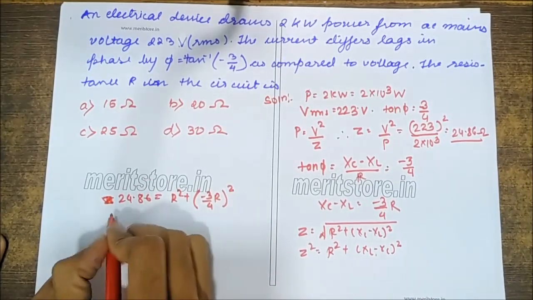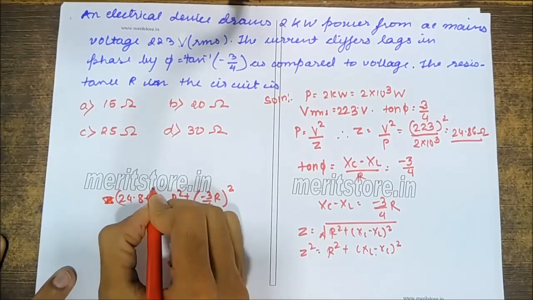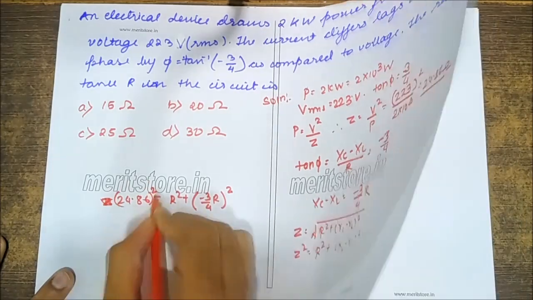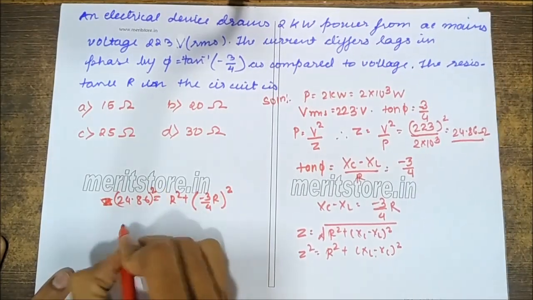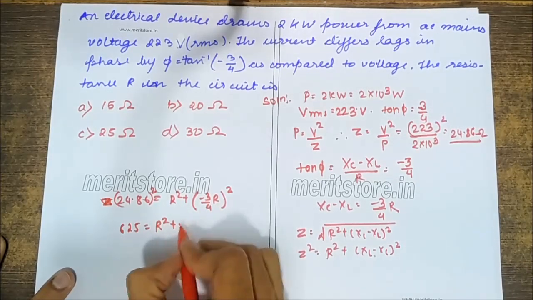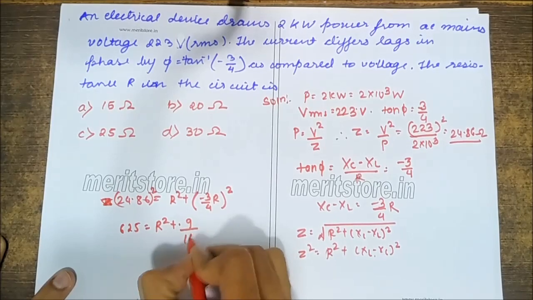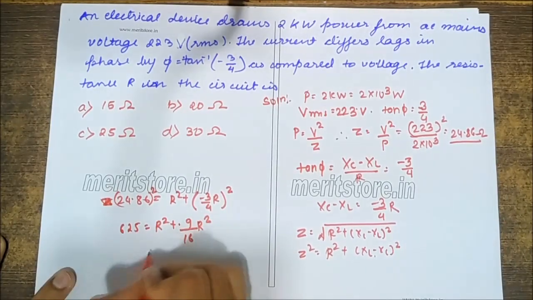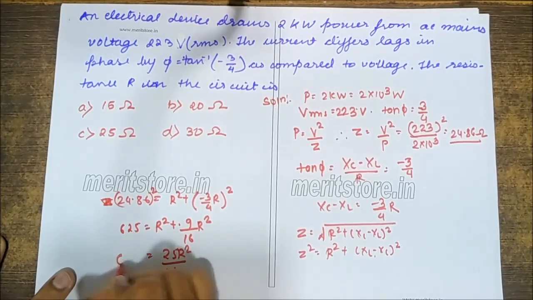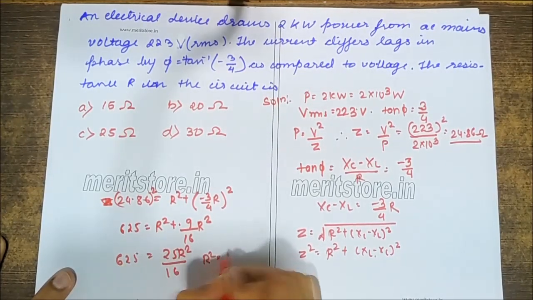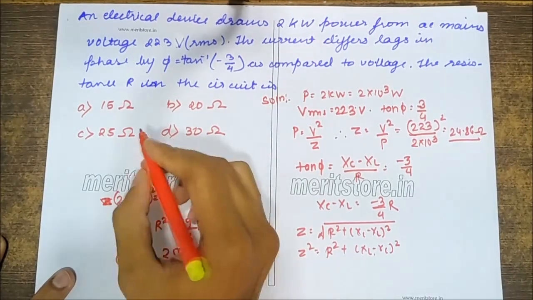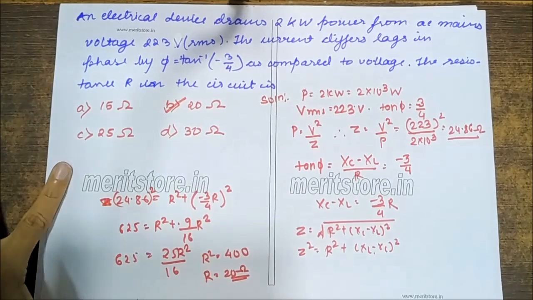On solving this, we have 24.86 the whole square, which we take as a round figure of 25. So 25 square becomes 625, which equals R square plus (minus 3 by 4) the whole square, that is 9 upon 16 R square. On solving this equation, we get 25 R square upon 16 equals 625, where R square gives a value of 400, so R gives a value of 20 ohms. So B, 20 ohms, is the correct option.